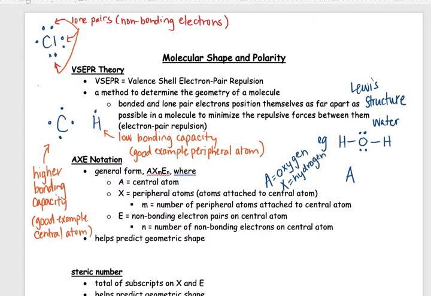All right, so how many peripheral atoms do we have that are stuck to the oxygen, right? We're not going to change A to oxygen or anything, we're just going to leave it as A. Having A here, that's the central atom. We have 2 hydrogens, so we represent the peripheral atoms with an X. We have 2 of them, so I'm going to write the number 2 as a subscript, okay? So that's what the M value is here.